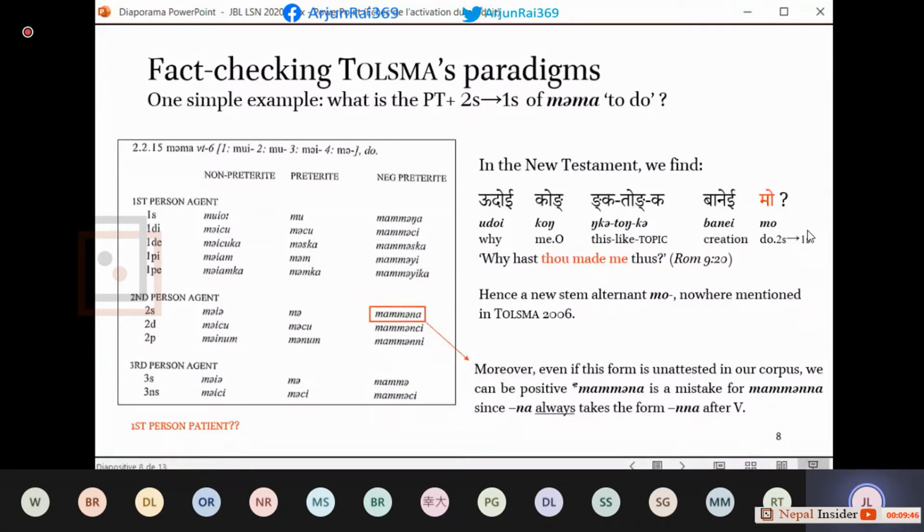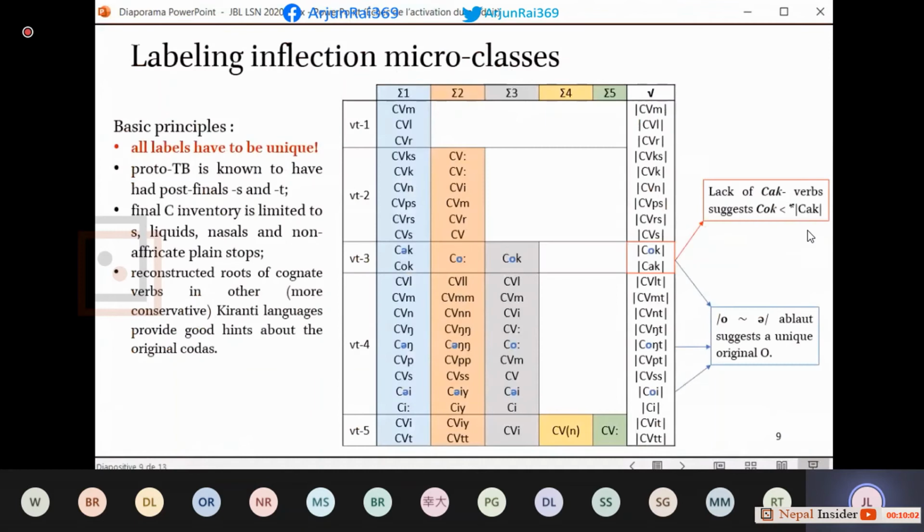And apart from gaps or errors regarding stems, there is also a number of problems regarding affixes in Tolsma's paradigms, but I won't go into the details. Suffice to say that I checked in the same way I have just described for stems. Okay, so once the data has been verified, the rest is almost a piece of cake.